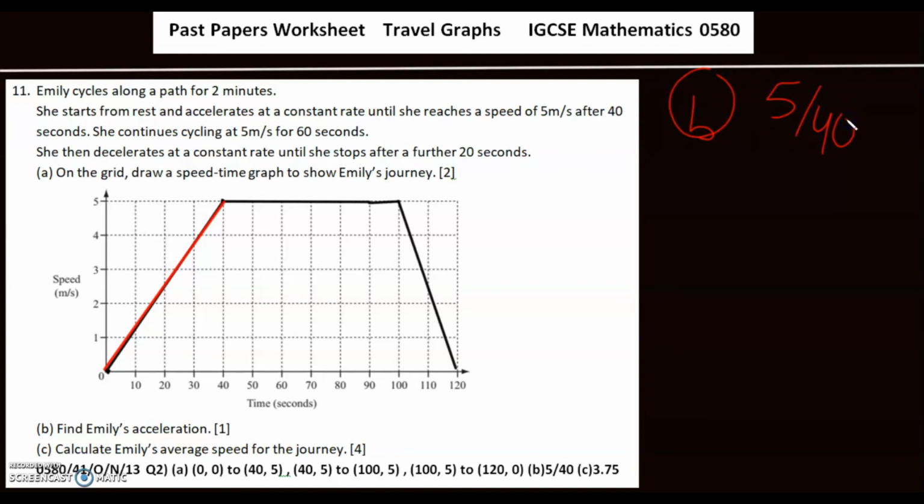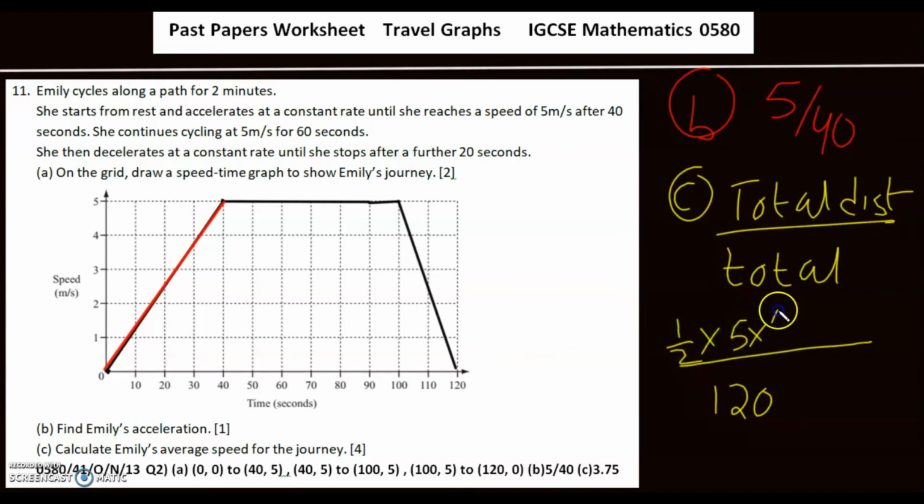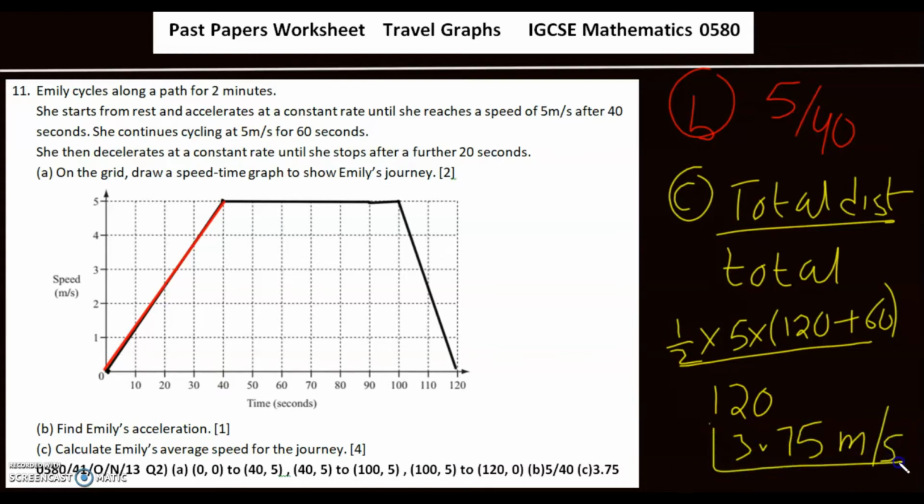Okay. Part C, calculate Emily's average speed for the journey. So average speed is total distance upon total time. So total distance would be found using area under the graph, and total time is 120 seconds. Total distance is half times height, which is 5, times sum of parallel sides, which is 120 plus 60, where the top runs from 40 till 100, which is 60. So this should give 3.75 meters per second, the average speed of the journey.